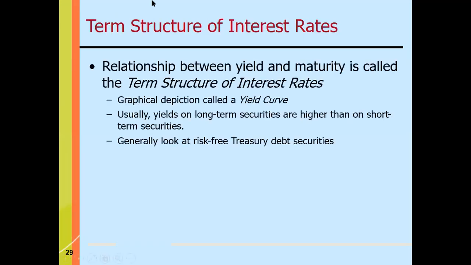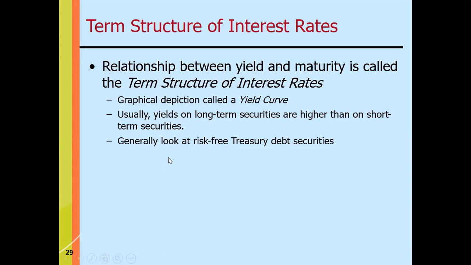All right. Then term structure of interest rates. There is a relationship between the yield and the maturity, and this is called the term structure of interest rates. The graphical depiction is called a yield curve, and usually yields on long-term securities are higher than on short-term securities. This is very true, despite the fact that there are inflationary factors and movements of prices in the market. It is still true that in the long run, the yields or gains earned on long-term securities are higher.